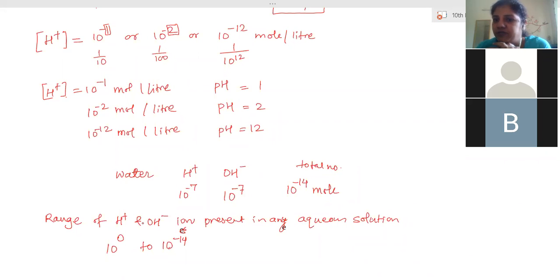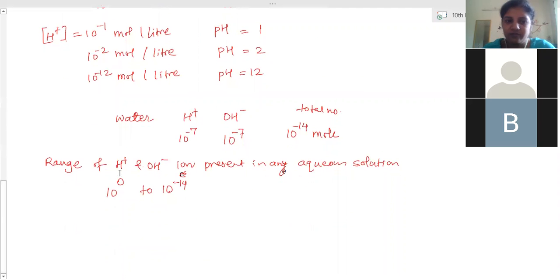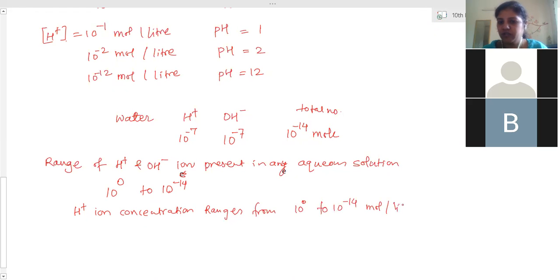So this is the range of concentrations, the range of one of the ions, either H plus ions or OH minus ions. We are concerned only with H plus ions. How many H plus ions are present? The H plus ion concentration ranges from 10 to the power 0 to 10 to the power minus 14 moles per liter.